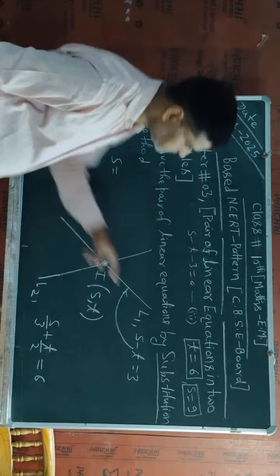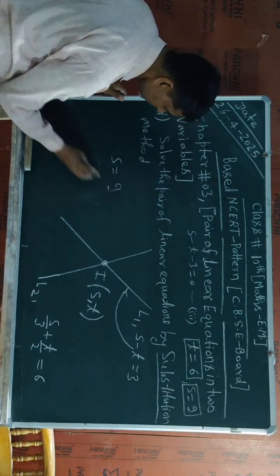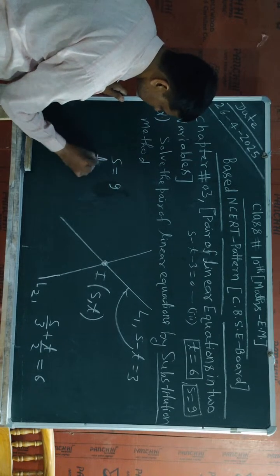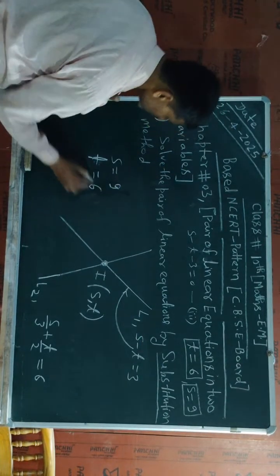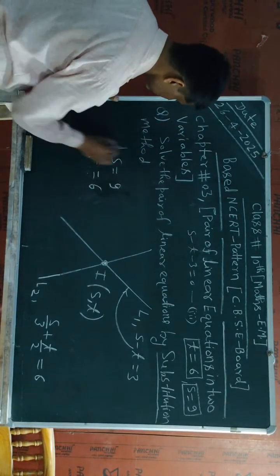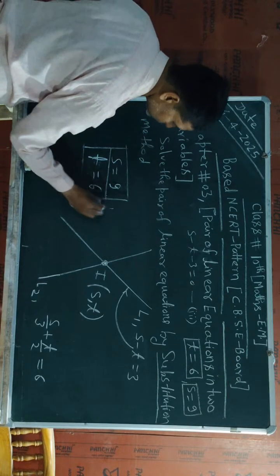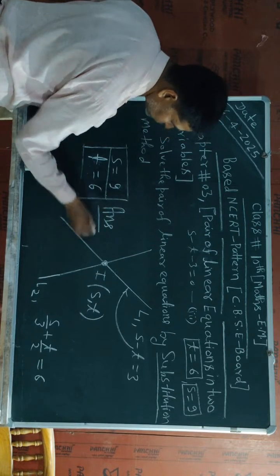So the value of s I have already got. That value is 9. The value of s is 9, and the value of t is equal to 6. I have written here 6. So this is the answer of the given question I have got. Okay, student. So I will say this is the final answer of the given question.